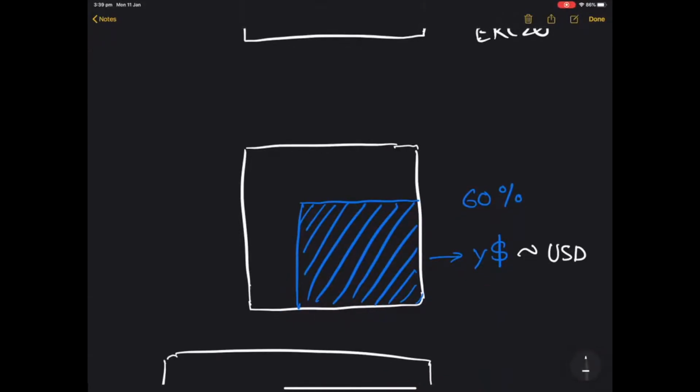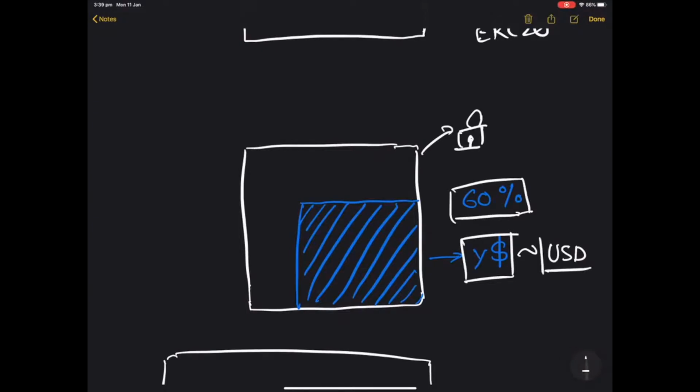Let's say you can lock your ETH in and mint, let's say, 60%. Now this number changes a little bit here and there, but let's say you can mint 60% of your ETH's value or BTC's value in the form of yDollars. The yDollars will then track the value of US dollars, which means that each yDollar is generally equivalent to $1. It may fluctuate a bit up and down, but it generally tracks the US dollar.